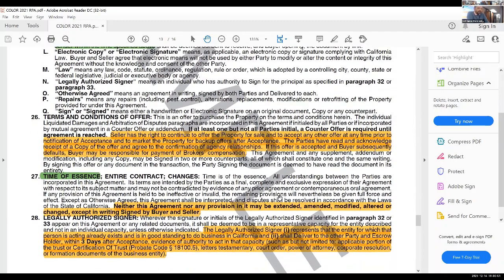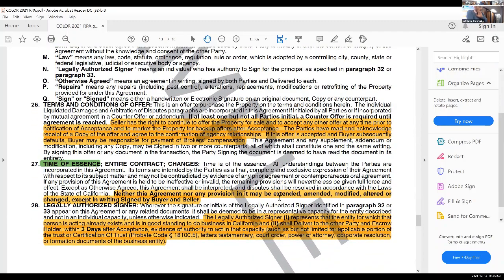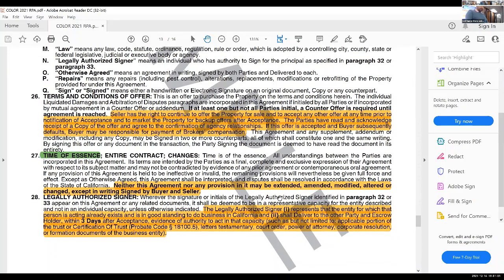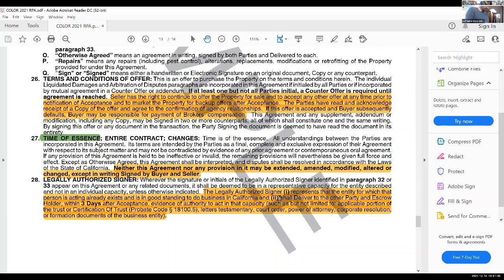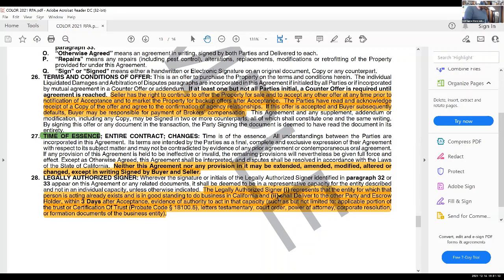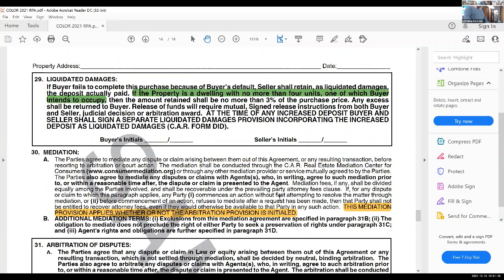Wow, that's interesting, right? If the buyer subsequently defaults, the buyer may be responsible for payment of broker's compensation. I like that. That's new. That is new. That's a big deal. Buyer needs to understand that, right? Yes. Yes, the buyer.